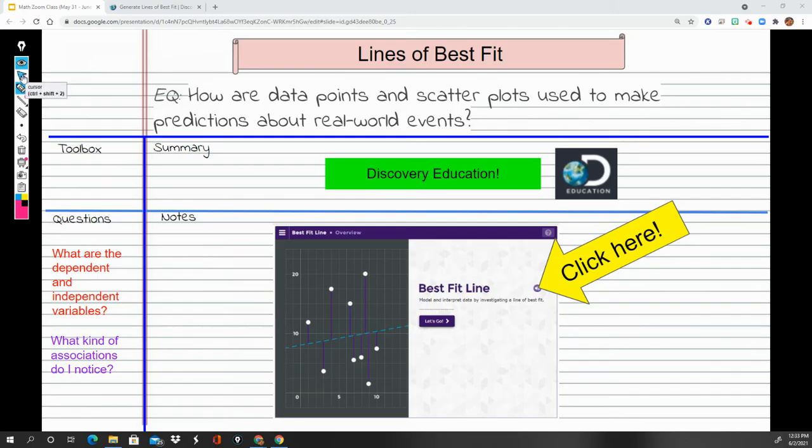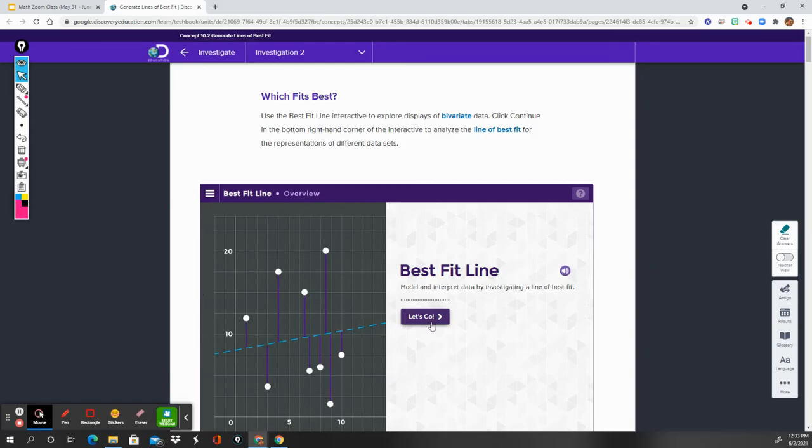So once you're there, let's go ahead and get there. So this is what it looks like. You're going to get to this interactive. And again, we're right here. If you're just going straight into Discovery Ed, it's 10.2, 8th grade. So 8th grade. 10.2 Investigation 2. That's where we're at. So which is the line of best fit?